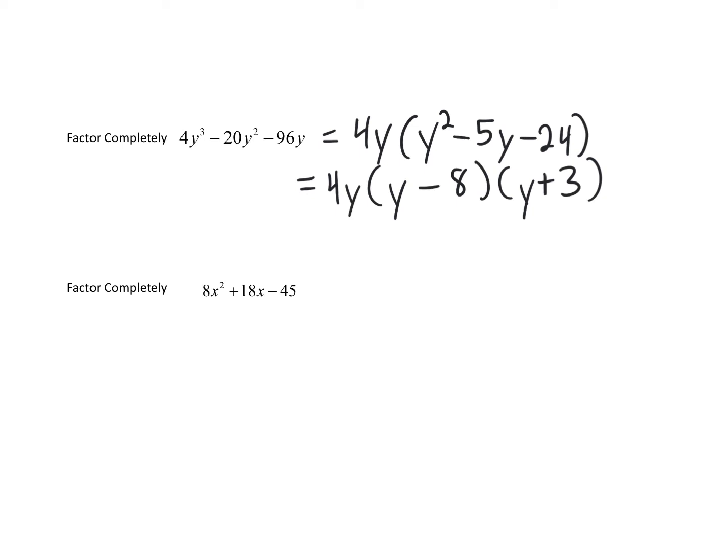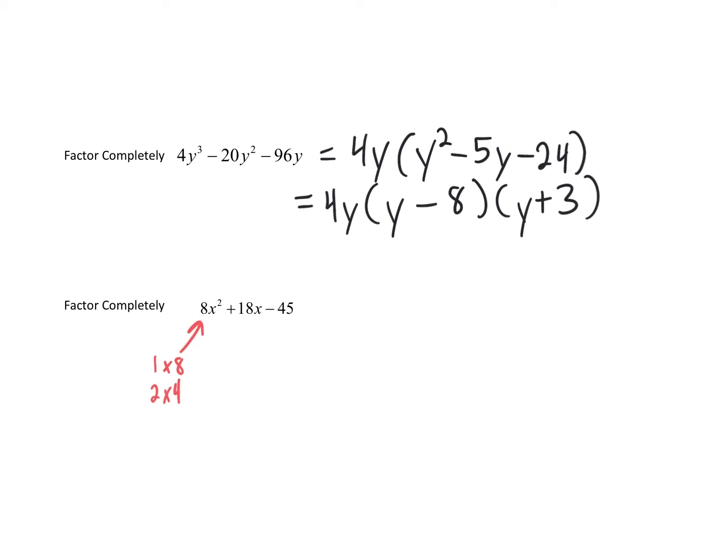The second example is a little bit more complicated. We can't factor out anything, so we're going to have to work it as is. Now, if you want, you could multiply out all the different things. 8 could be 1 and 8, or 2 and 4. 45 could be 1 and 45, 3 and 15, or 5 and 9. And you have to determine which combination of these will give us that 18x in the middle.